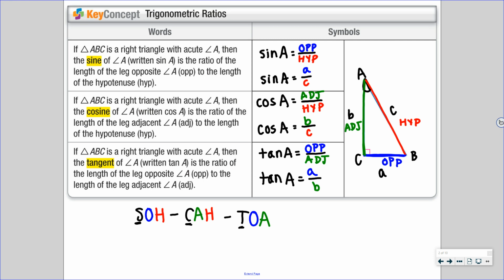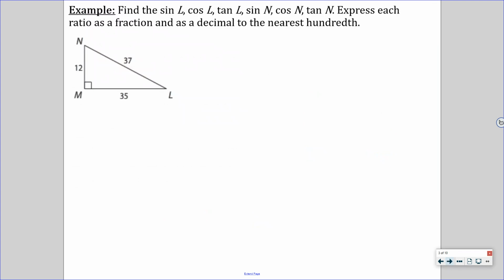Let's try some. So here I have a right triangle, one of our Pythagorean triples, and I'm given all the side lengths. The directions tell me to find the sine of angle L, the cosine of angle L, tangent of angle L, those capital letters are standing for angles, and then the same for angle N. It says express each ratio as a fraction and as a decimal to the nearest hundredth.